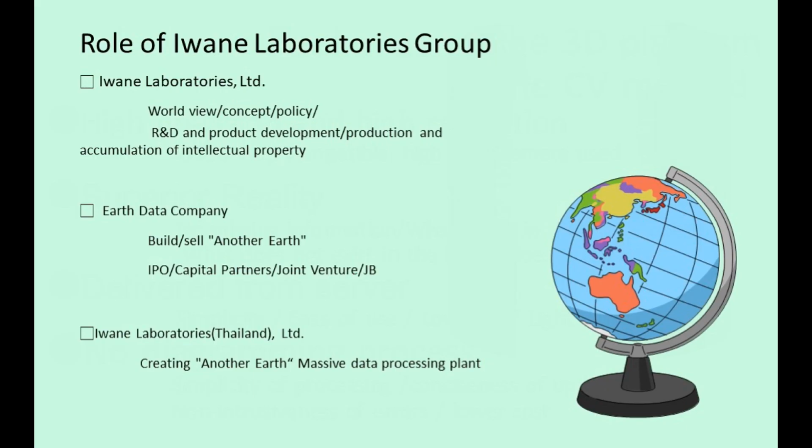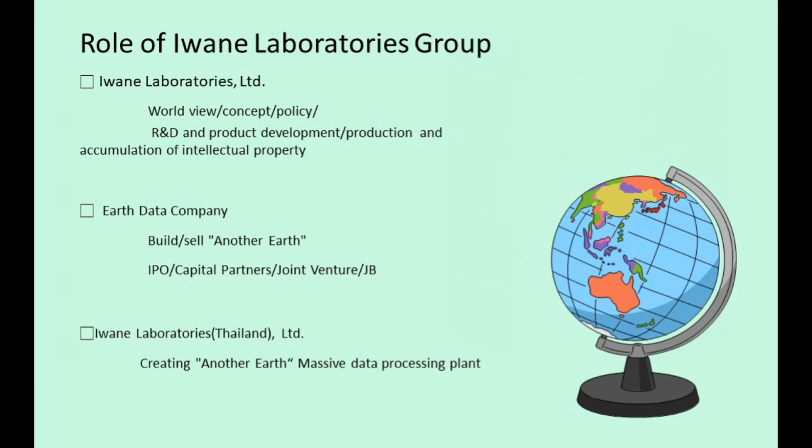Our group companies are eWinnie Laboratories, Limited, and Earth Data Company and the local subsidiary in Thailand. What is the role of each group company? The main body of eWinnie Research Institute, Incorporated, will concentrate on R&D, technology development, and product development, and continue to produce and accumulate intellectual property. Earth Data Company is a company dedicated solely to the realization of Another Earth. Another Earth will be deployed on the CV Method 3D spatial information platform.